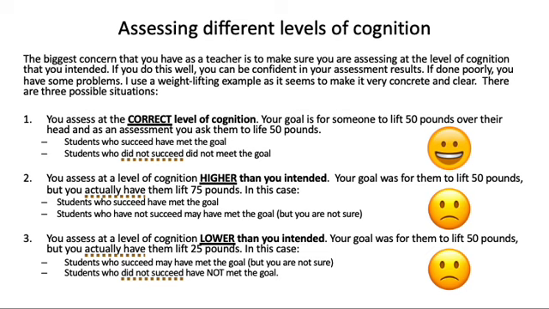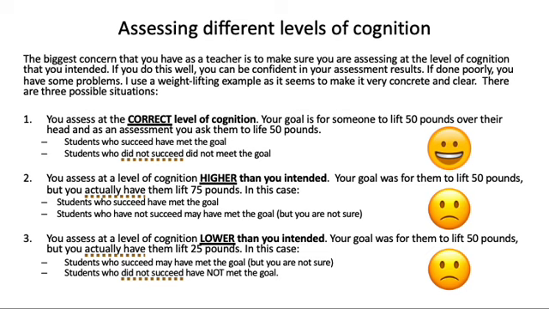So if I have a comprehension goal, but I give you an application task and you succeed, I can be confident that you comprehend it. Likewise, if it's an analysis task and I have a comprehension goal, I can feel confident that you comprehend it. If I assess at a lower level of cognition, I have grades and responses that show more success than there should be.